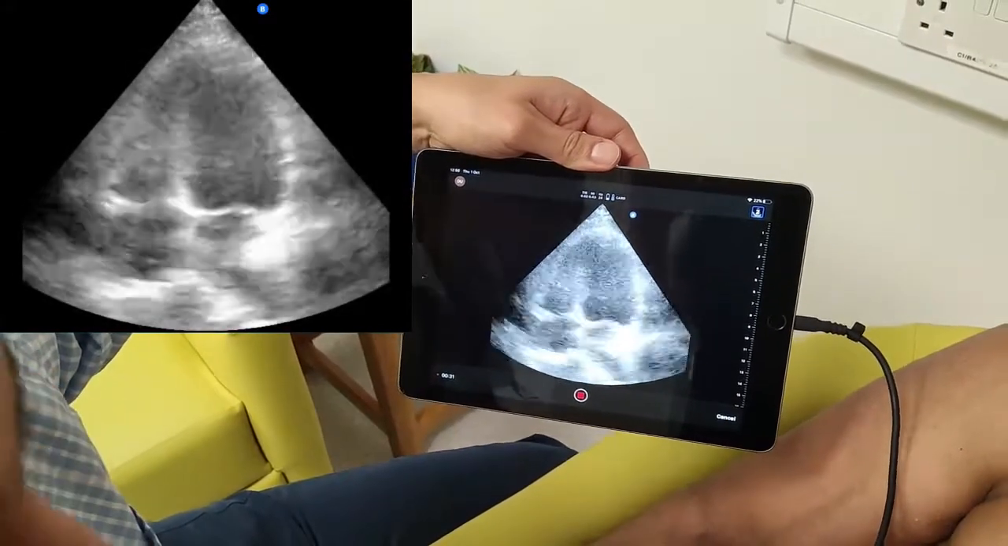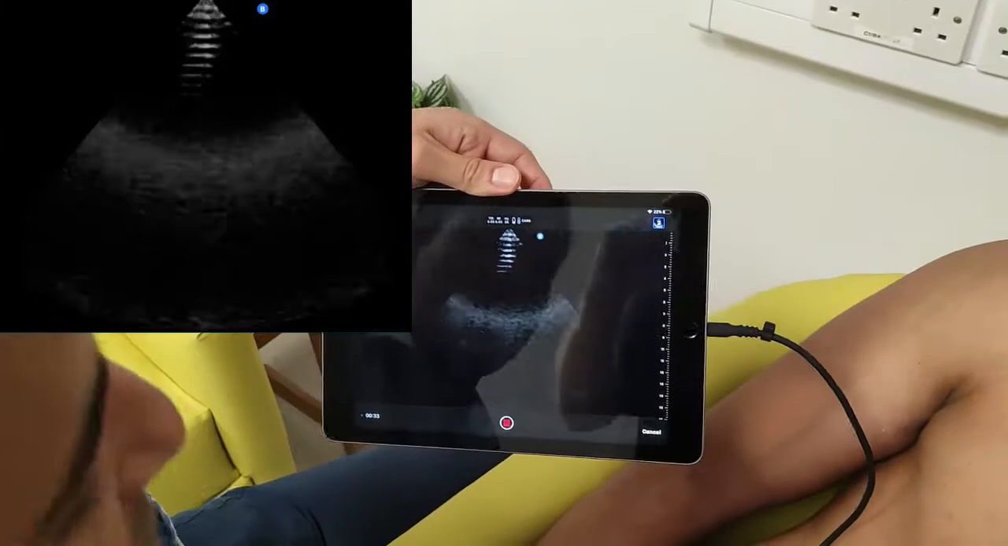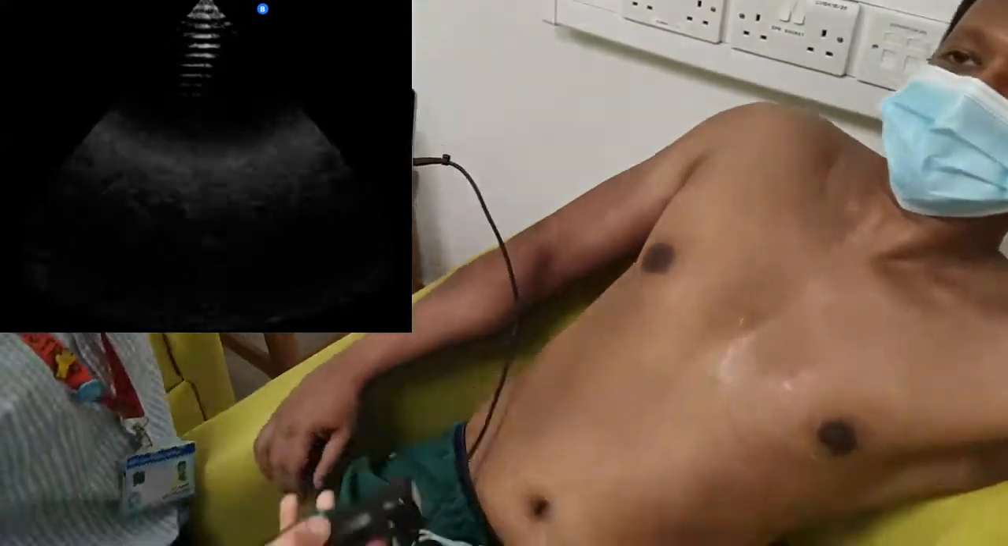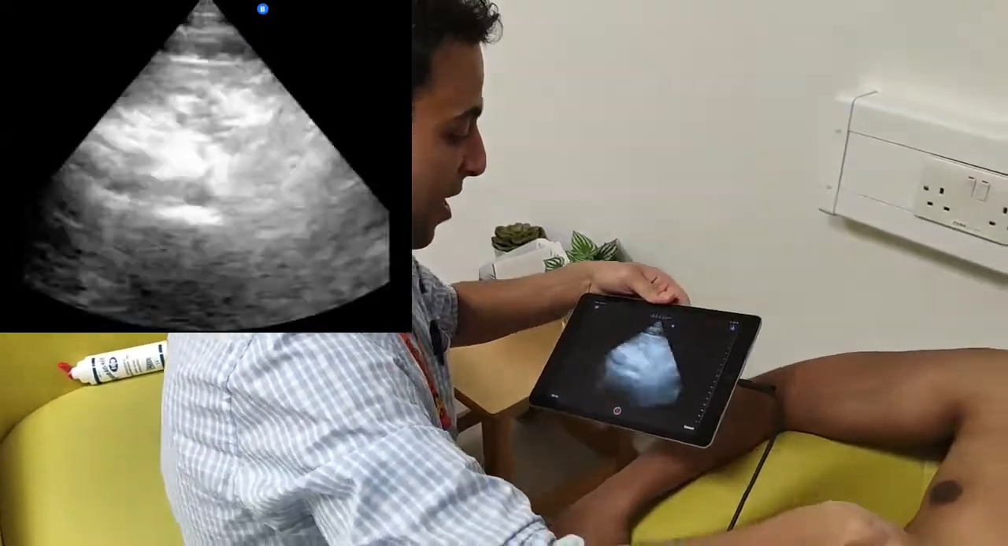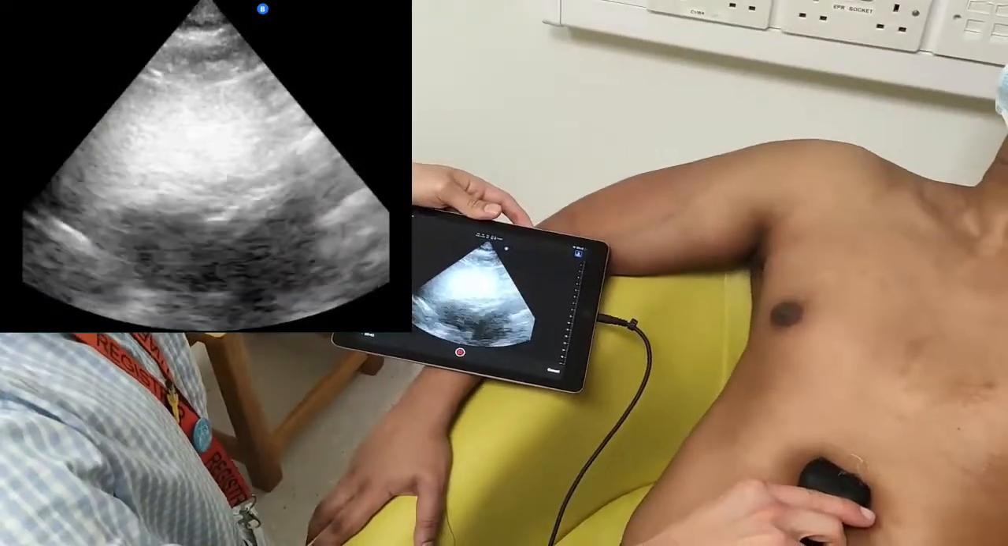The LV is functioning just fine. So we've got three good quick views. Just lay flat for me, and then we can finish it off by looking at the subcostal view again, and that's again just to confirm everything that we've seen.